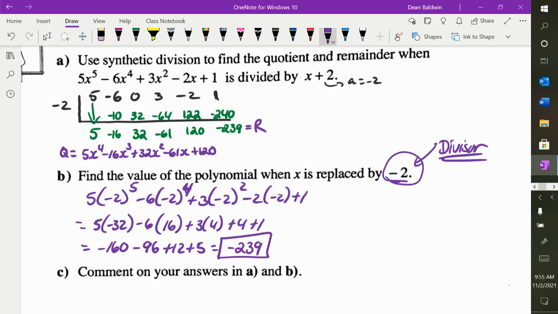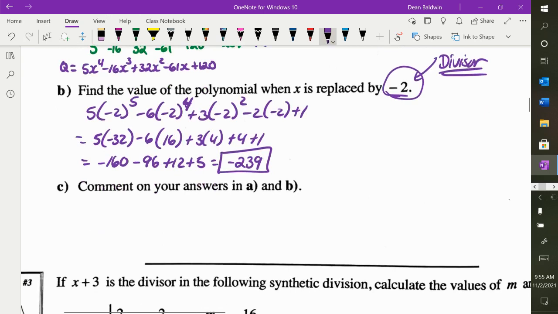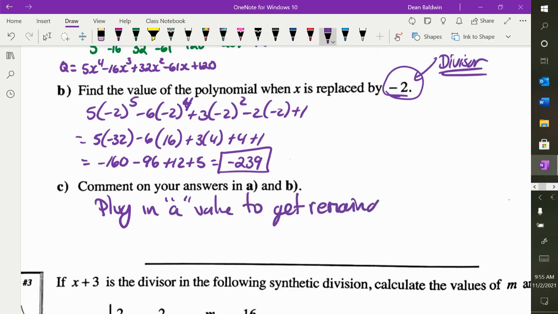So this is important. If you just want the remainder, plug in the a value to get the remainder. All right, I got one last thing to teach you, and then we're done.